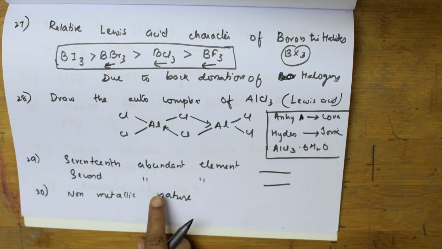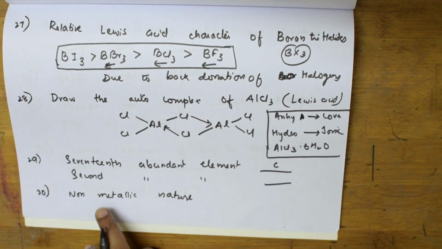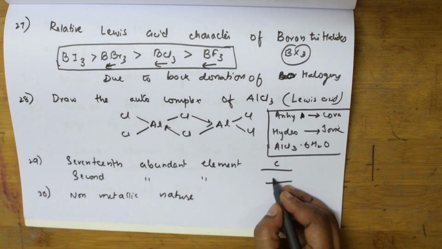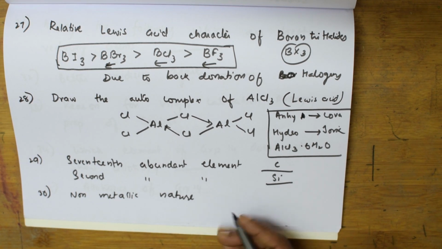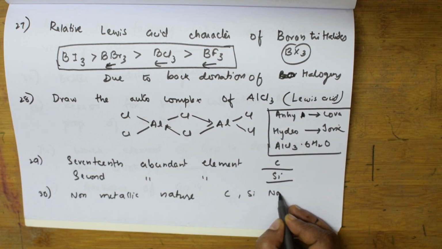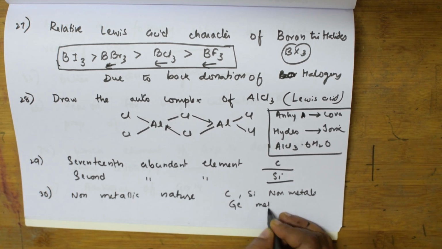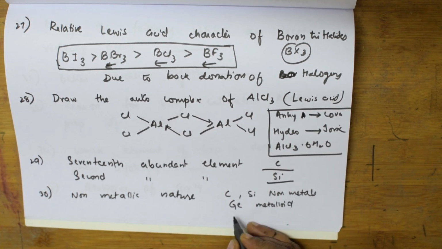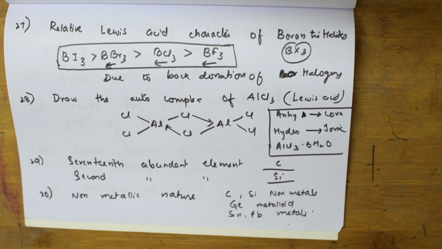Right, next question. 17th abundant element in nature, carbon. Second abundant element in nature, silicon. Right, remember. Next question. Non-metallic nature. Okay, we have come to group 14 now, no? Among group 14, carbon and silicon are non-metals. Germanium is what? It is a metalloid. Tin and lead, what are they? They are metals. This is one question.